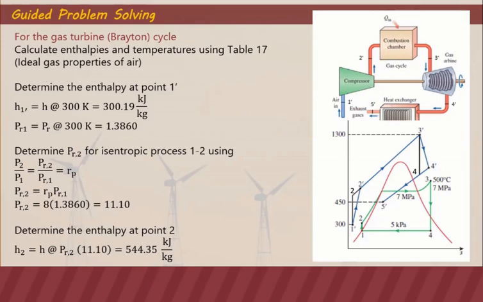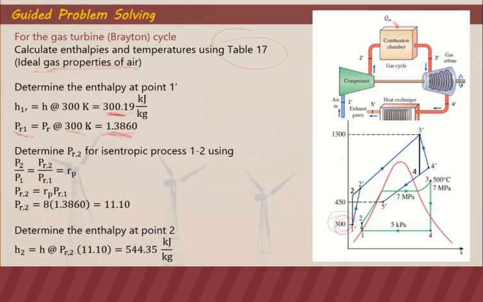It is given that at point 1, air enters at 300 Kelvin. So we can get the enthalpy using table 17, the ideal gas properties of air. H1 prime is equal to the enthalpy at 300 Kelvin. From the table, that is 300.19 kilojoules per kilogram. After that, you need to get the Prandtl number at 300 Kelvin also, and that is 1.386.